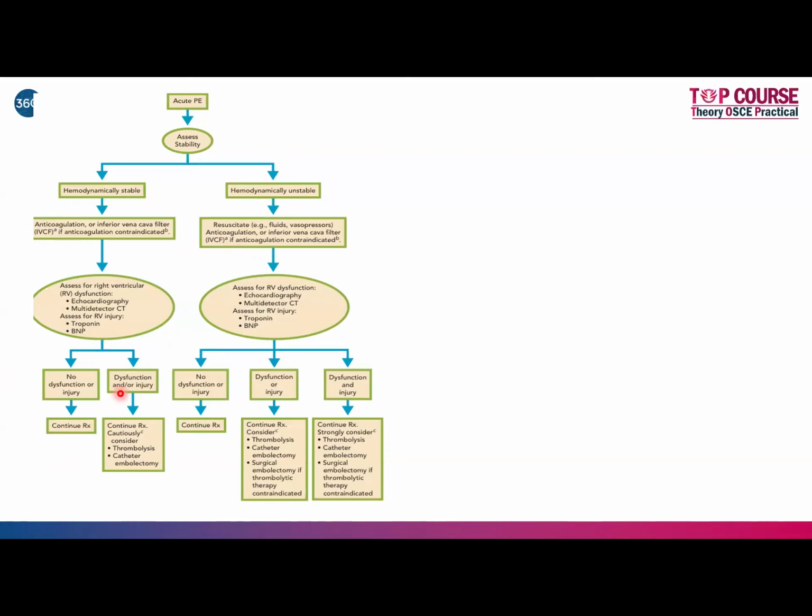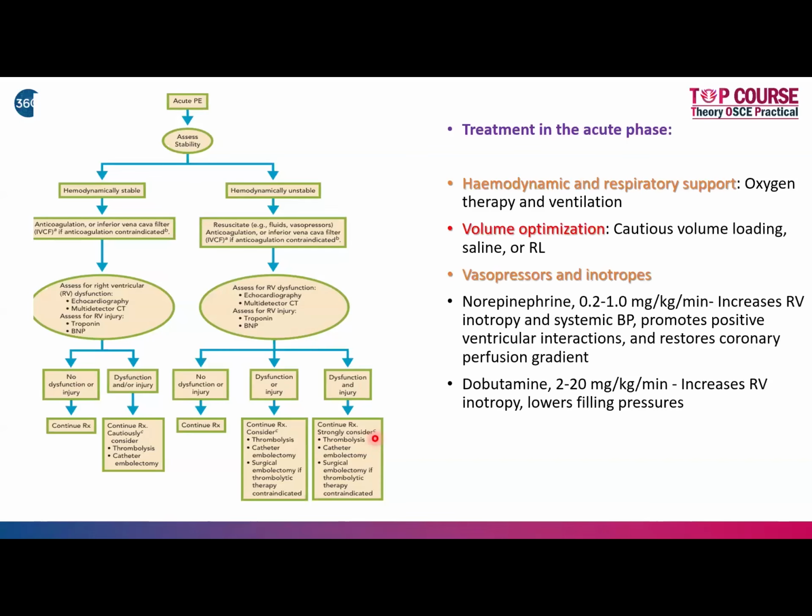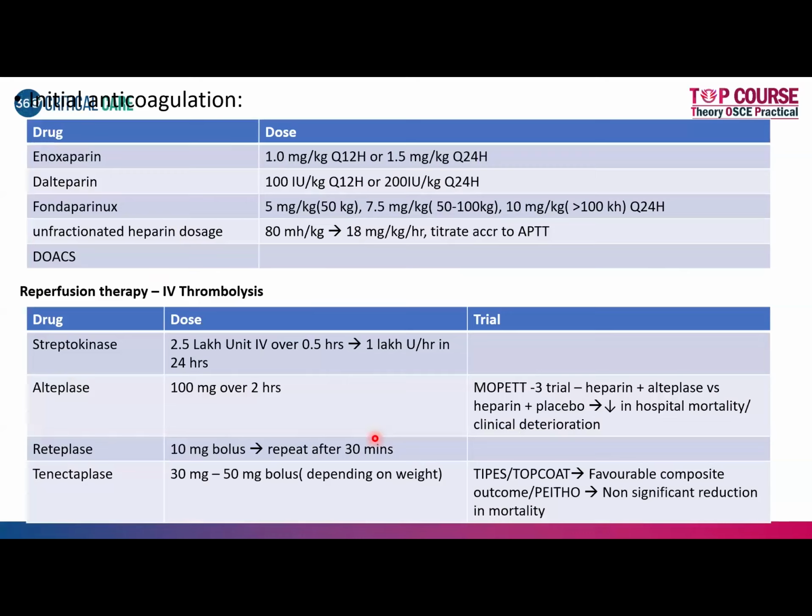When there is an intermediate low risk state, we go for anticoagulation. When there is an intermediate high risk state, we go for anticoagulation with thrombolysis. And when there is a dysfunction and an injury together, then you go for all the other parameters. Apart from that, go for the regular support, volume optimization, vasopressors and inotropes, mechanical circulatory support, and the advanced life support. The drugs for anticoagulation are as follows.